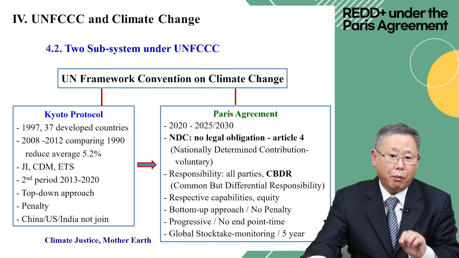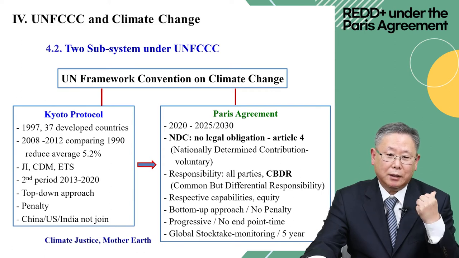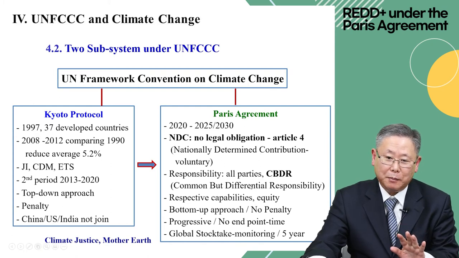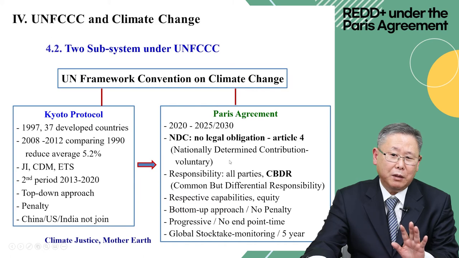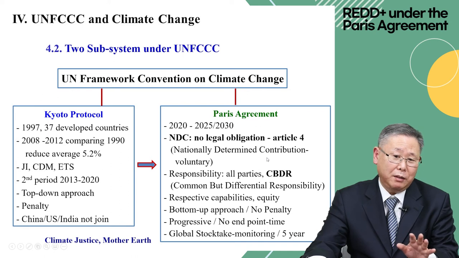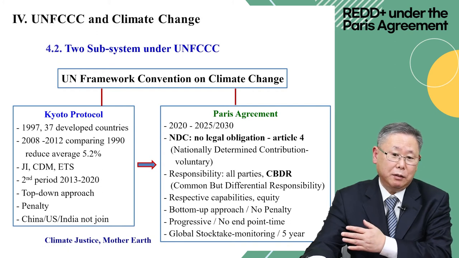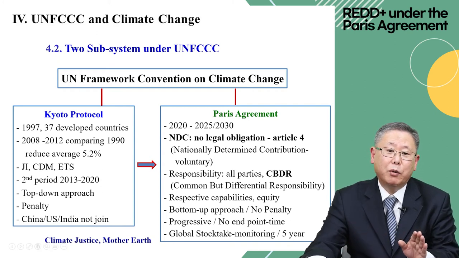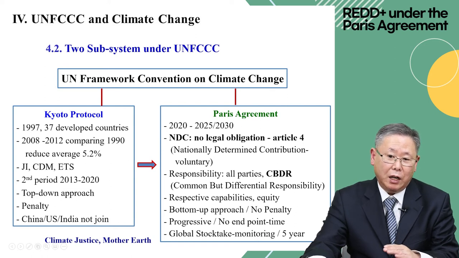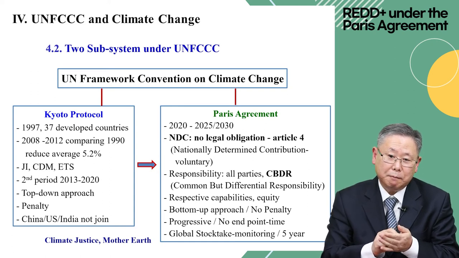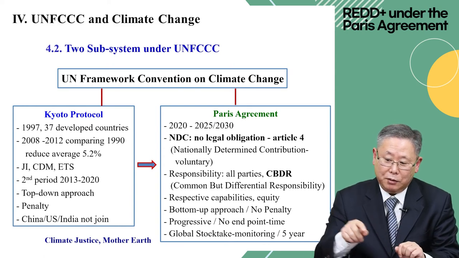But it's progressive. You cannot go back; you should go further, and there is no end point time. It's voluntary with no penalty. So you try to avoid or evade the penalty, but your peers, other countries, are watching you. So there is a global stocktake, monitoring every 5 years. Check: what is your achievement? How much did you reduce your CO2 level? So international society, all together, checks your country.